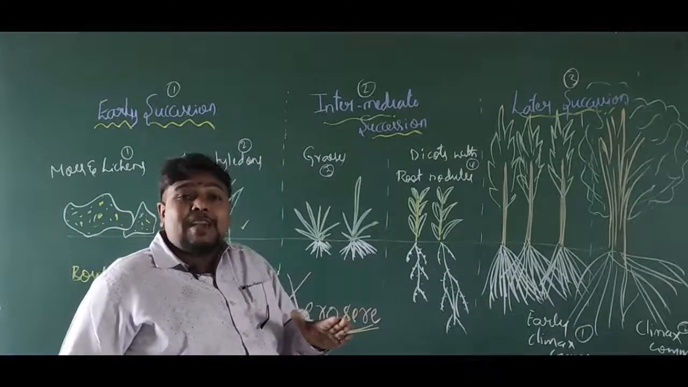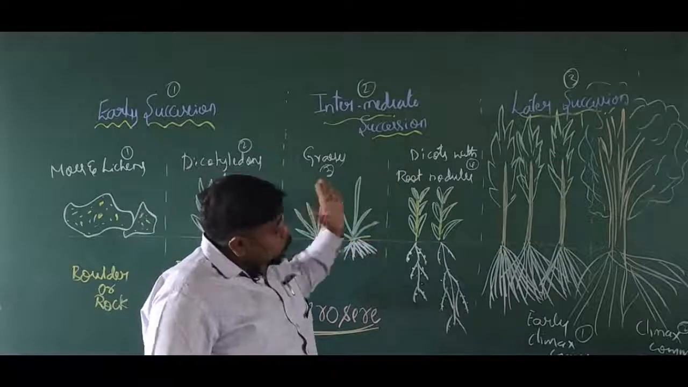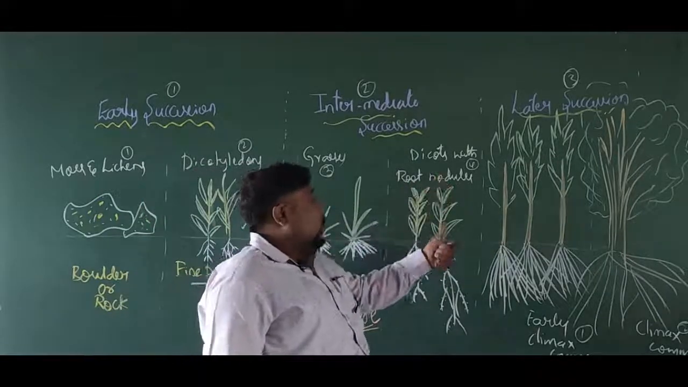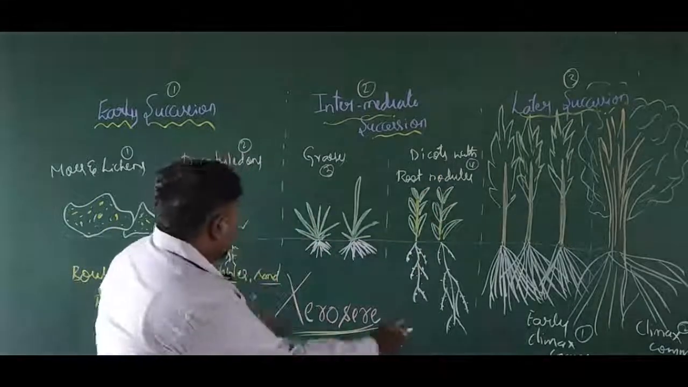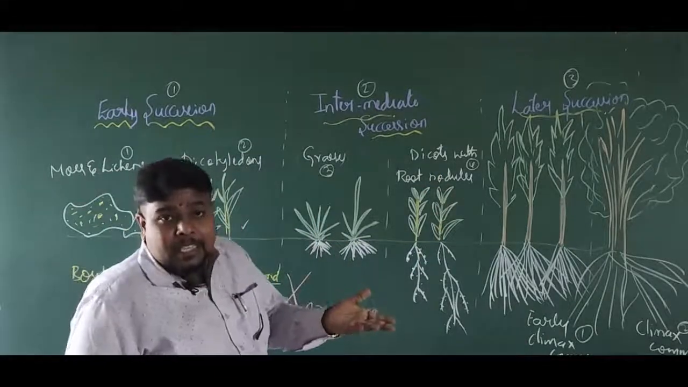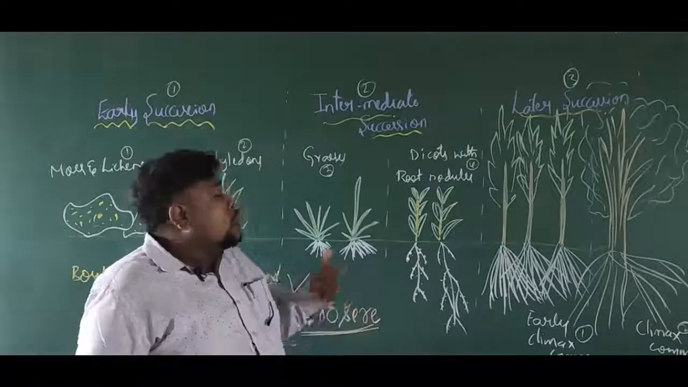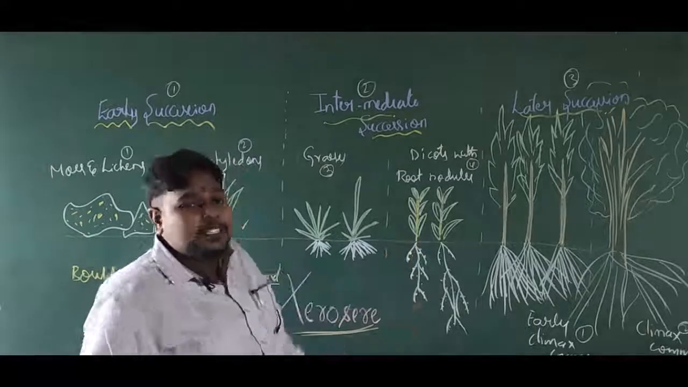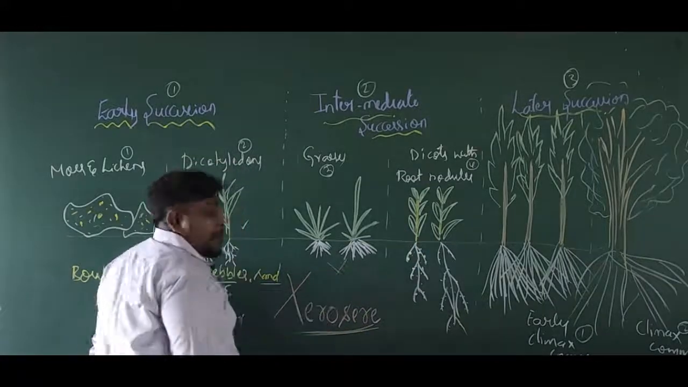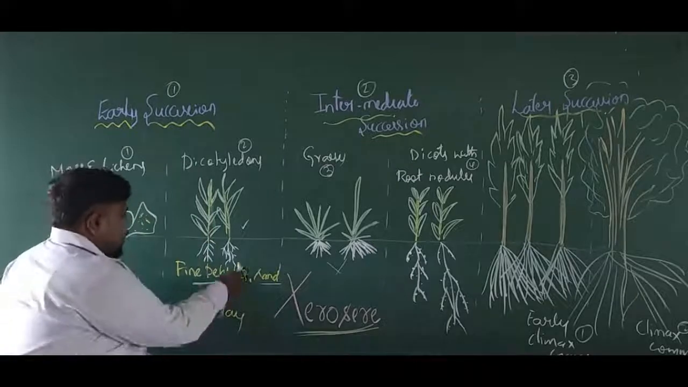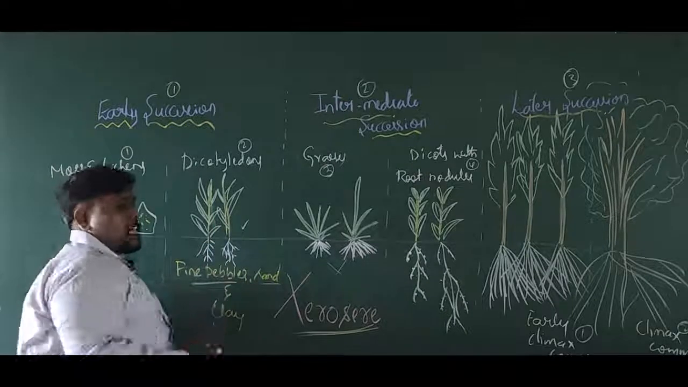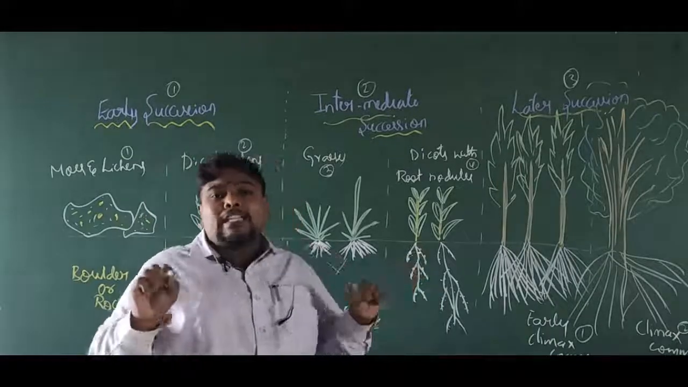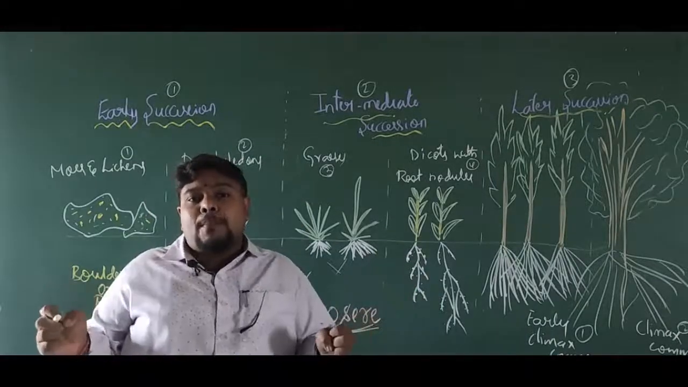So what happens in the intermediate stage? It has two substages. They are nothing but the grass stage as well as dicots with root nodules. We know that dicots are more primitive than monocots. So followed by the dicotyledon, there is a formation of monocots. They have a fibrous root system. You can observe that the dicots have a taproot system. They have the ability to withstand the soil, or to hold the soil in a proper manner.